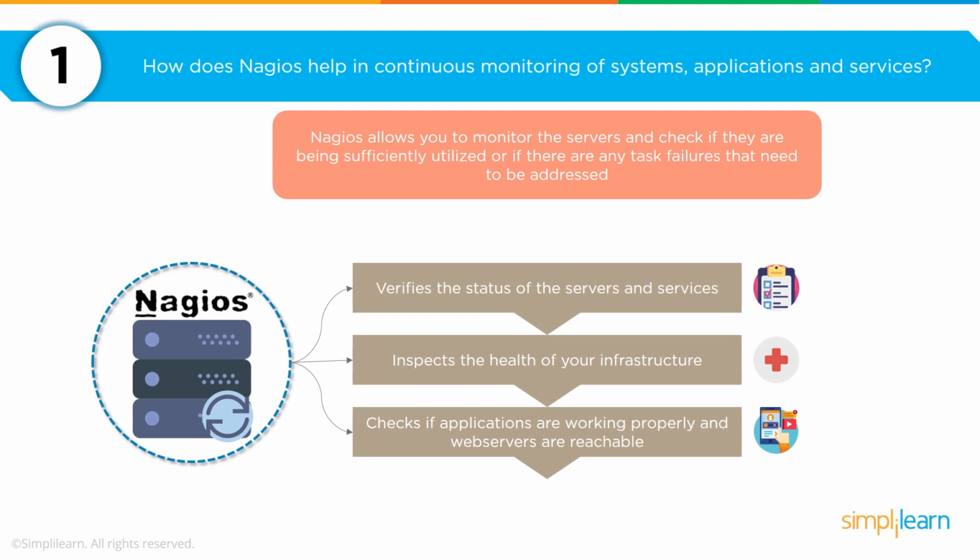And so there are three areas of utilization and risk that you want to be able to manage. This is being able to verify the status and services of the entire network, the health of your infrastructure as a whole, and if applications are working properly together with web services and APIs that are reachable.